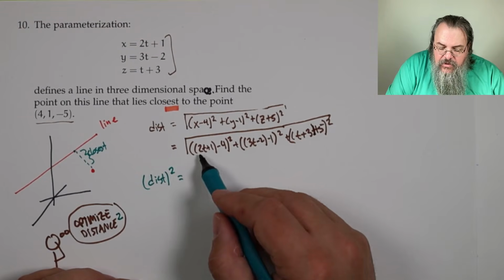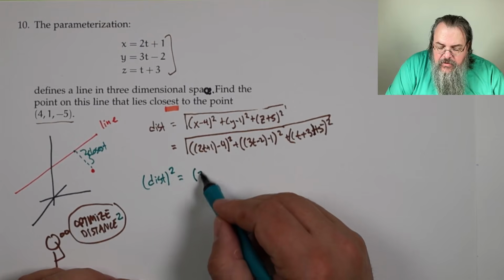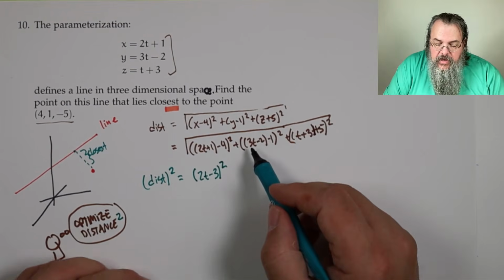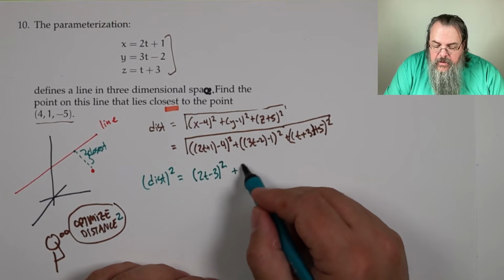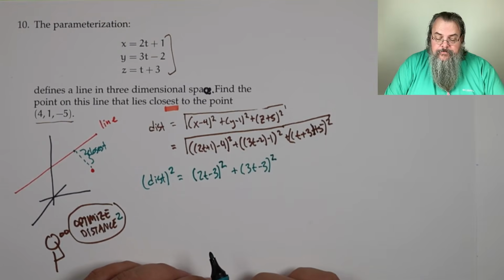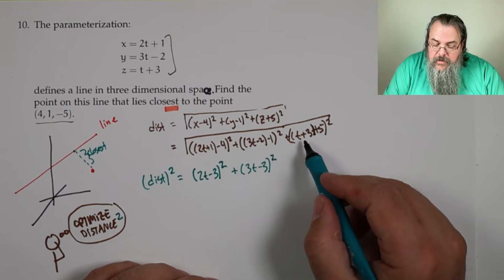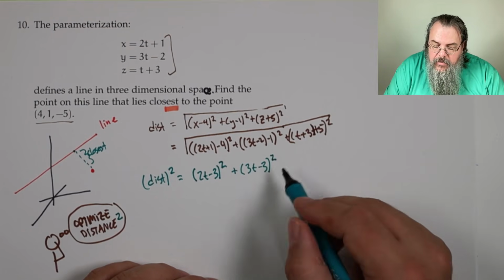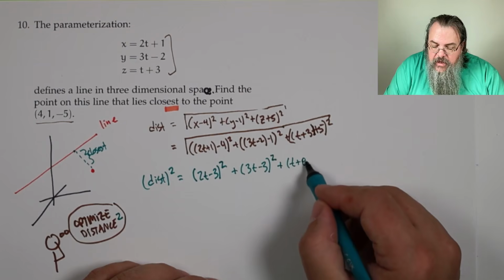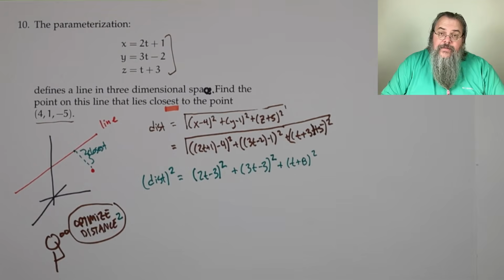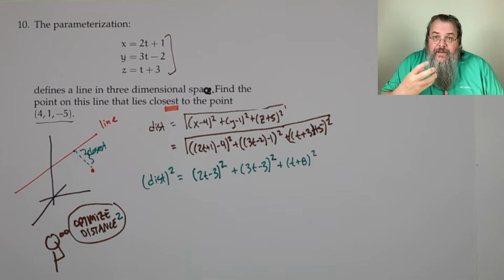Okay, so then our distance squared becomes, and now we can get rid of the square root, and we'll clean up the inside. So 2t plus 1 minus 4 becomes (2t minus 3) squared. 3t subtract 2 subtract 1 will become (3t minus 3) squared. And t plus 3 and subtract negative 5, now that's going to become (t plus 8) squared. Okay, so that's what we need to make the best. We're trying to make that as small as possible.